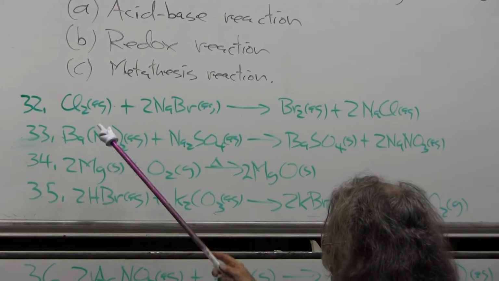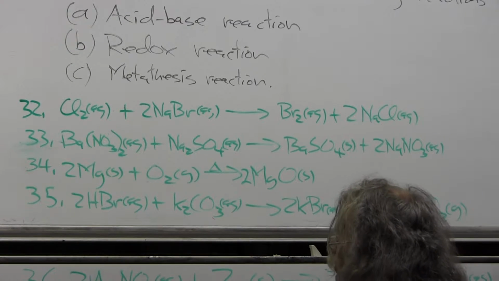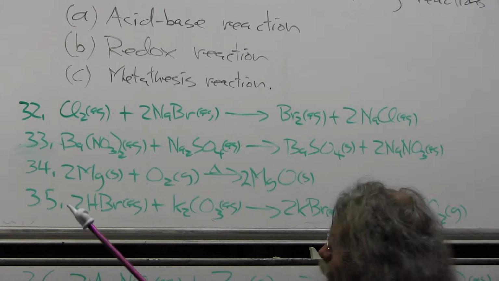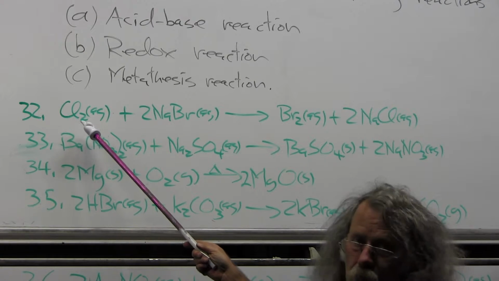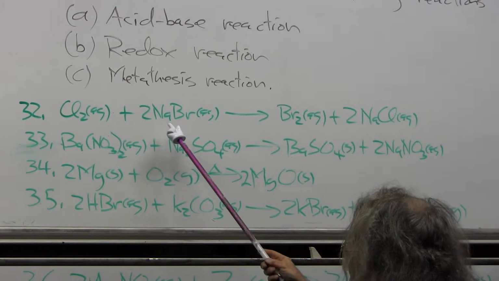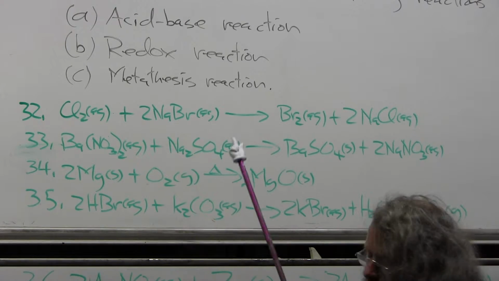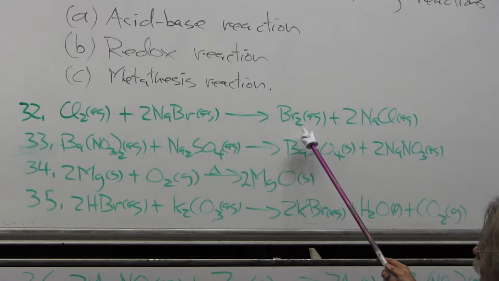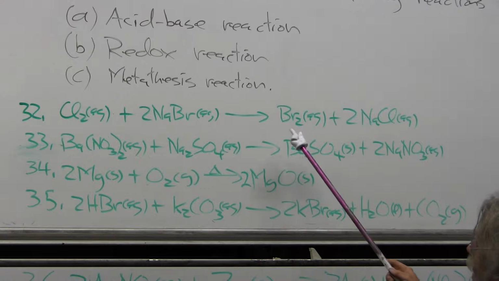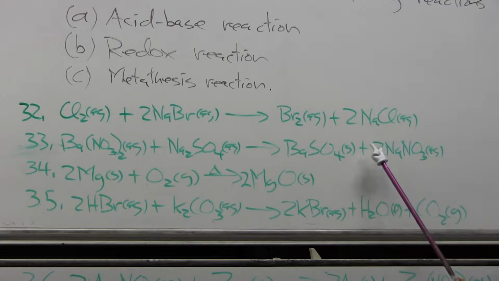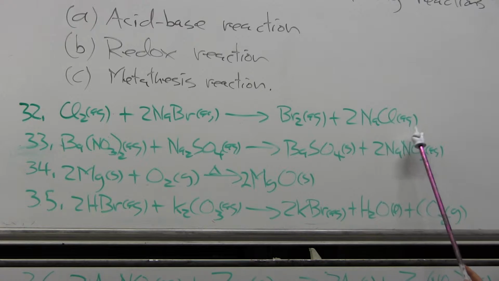I've got aqueous chlorine plus, and that is the halogen, that's Cl2 aqueous, plus 2 sodium bromides aqueous, and it's going to give me bromine, aqueous, halogen, Br2 aqueous, plus 2 sodium chlorides aqueous. In this case, it's the halide.